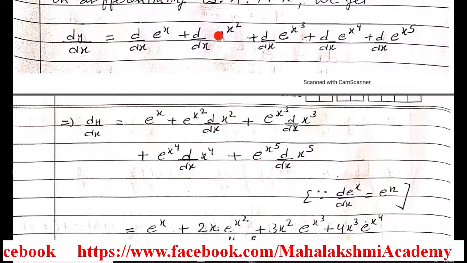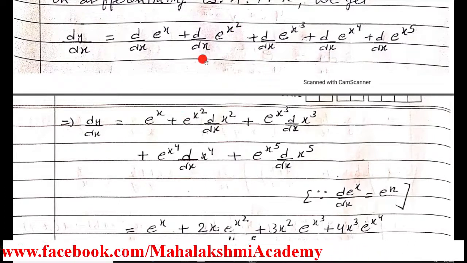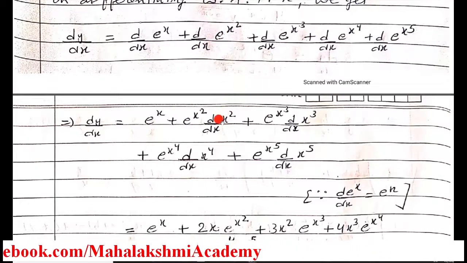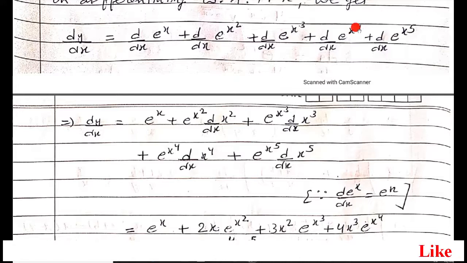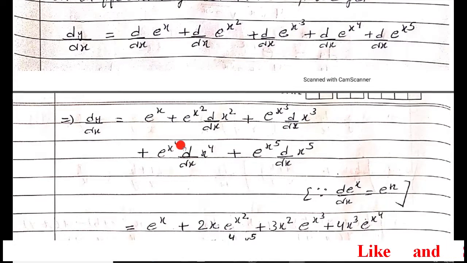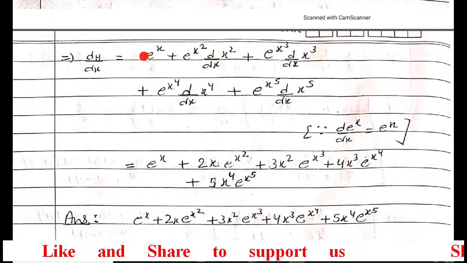Now here also e to the power x square differentiation is e to the power x square, but because of the chain rule, here again we have to differentiate the x square. In the same way, its differentiation is going to be the same, but because of the chain rule we have to differentiate this x cube. In the same way here also its differentiation is again the same, but because of the chain rule we have to differentiate x to the power 4. In the same way here also its differentiation is the same, and by the chain rule we have to differentiate x to the power 5. Now this e to the x as it is.